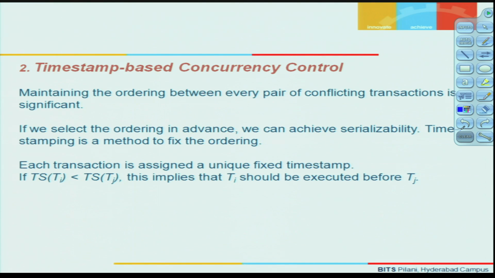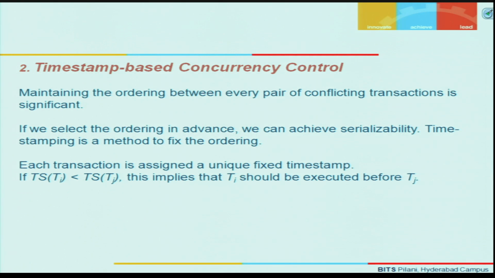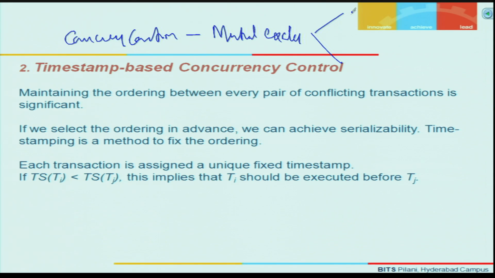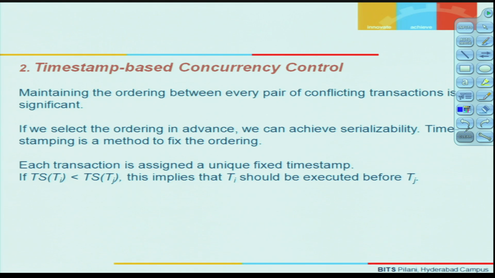Now let us have a look at timestamp based protocols. We understood that concurrency control is achieved by a mutual exclusion mechanism, which can be achieved either by applying locks, or by timestamp based protocols. Now we have finished our discussion on lock based protocols. Now we will discuss the timestamp based protocols for achieving mutual exclusion or for achieving concurrency control.